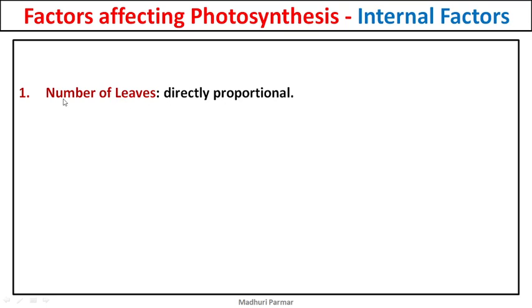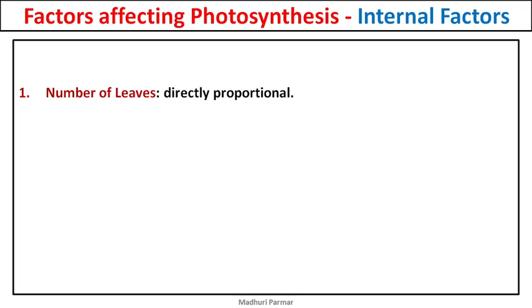If there are more leaves, there will be more photosynthesis. So there is direct proportionality, a direct connection. If there are more leaves, there is more photosynthesis, and there is more production of sugar. If there are fewer leaves, there is less photosynthesis.